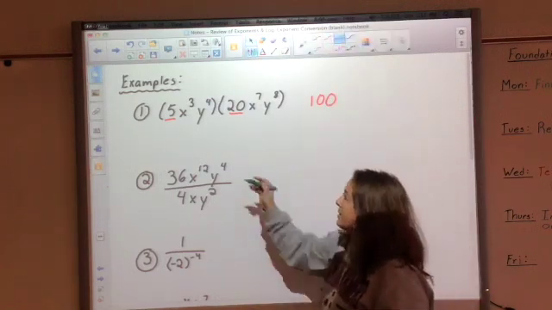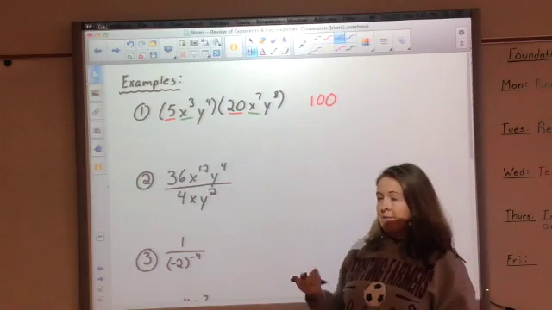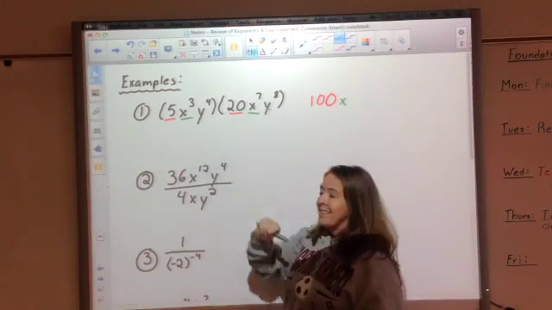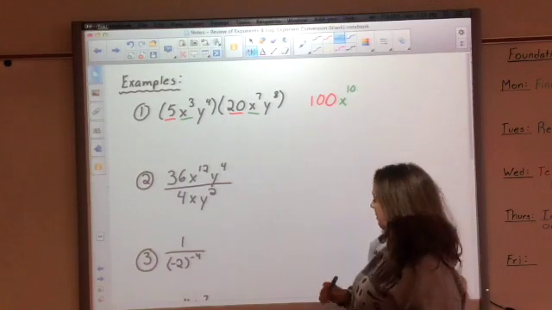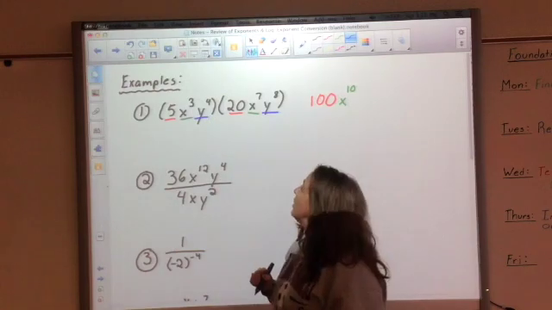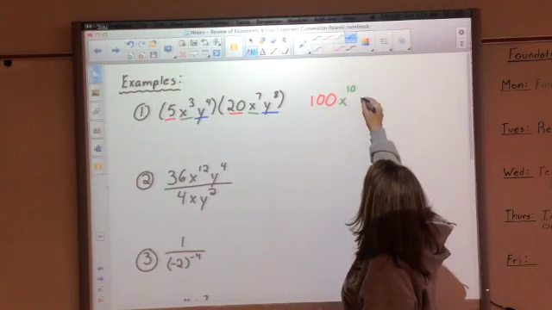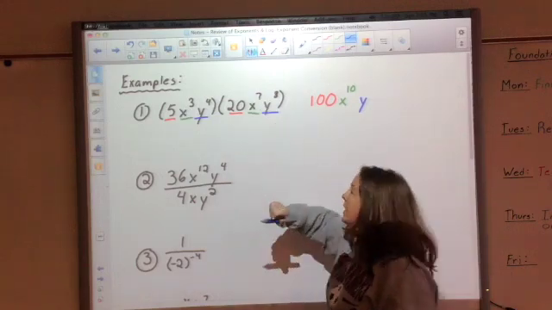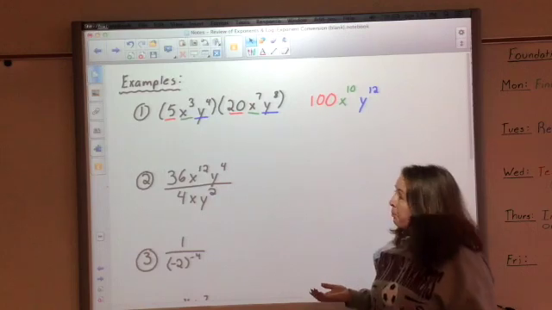Then I take a look at my x's. I have x to the 3rd times x to the 7th. My bases are the same, so I keep it as a base of x, but then I'm going to add the exponents together. So this would be 7 plus 3 is 10. Then I do the same thing for the y's. Y to the 4th times y to the 8th. Bases are the same, so I keep the base as y, but because this is multiplication, we add the exponents together, which gives us y to the 12th. And that's it for number 1.